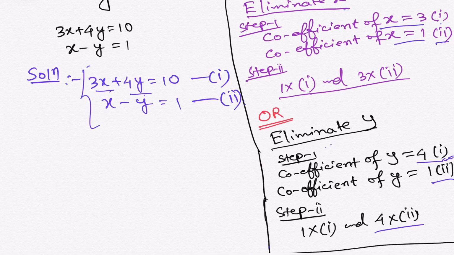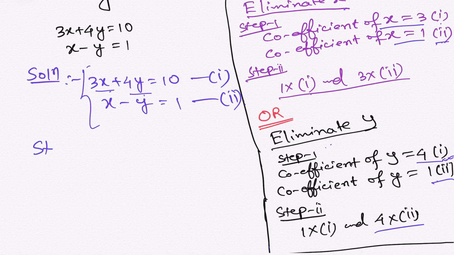When you eliminate x, you follow the two steps. Similarly, when you eliminate y from both equations, you write step 1 and then step 2, and you can easily eliminate y from both equations. So let's clear this simple trick. You can remember these two steps, and you can easily eliminate any one of the variables from both equations. Now let's start our problem.